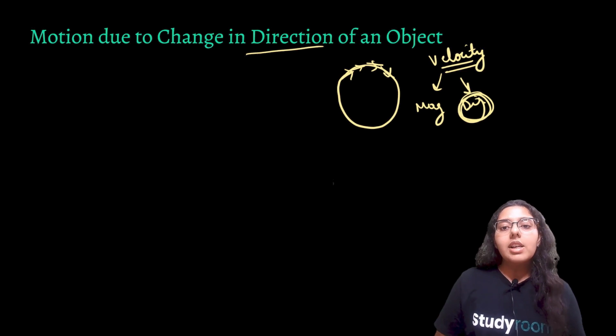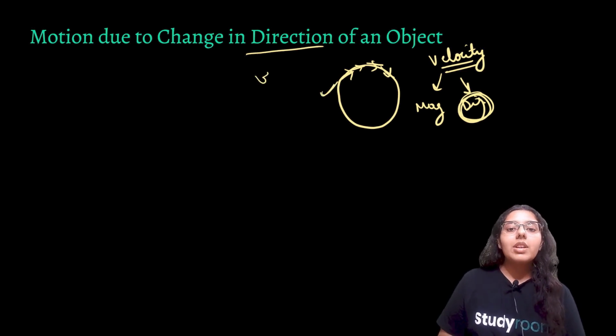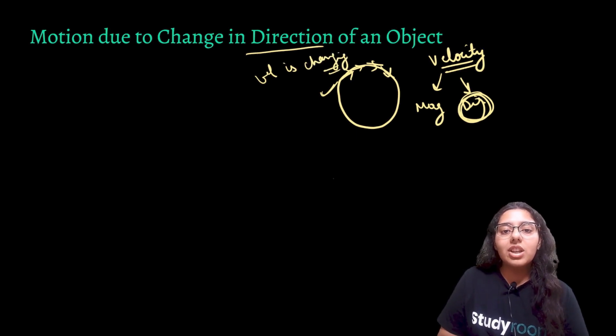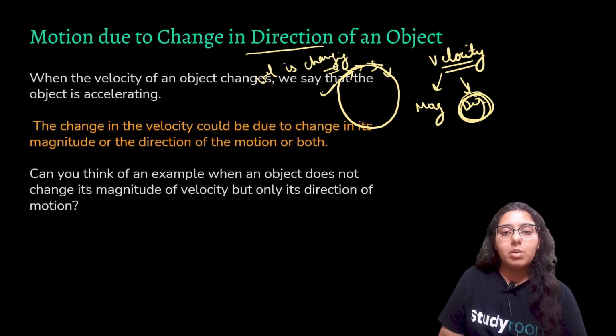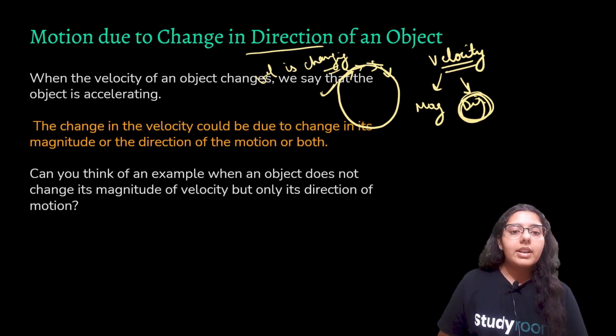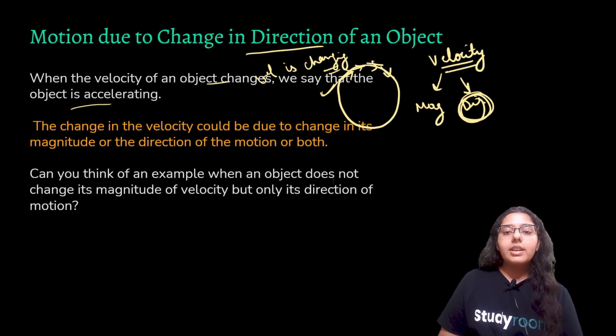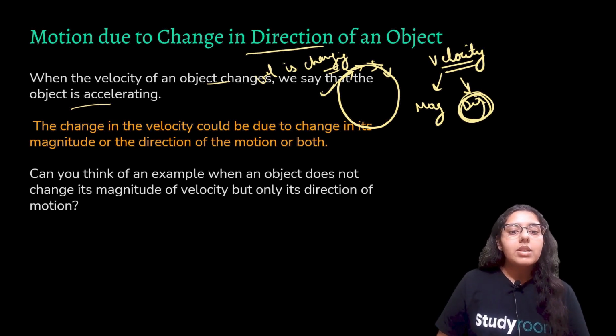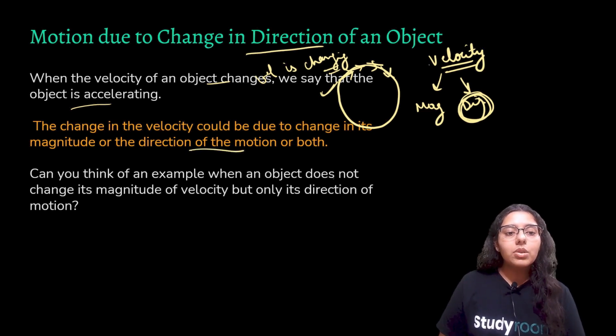So this is your accelerated motion, right? The change in velocity could be due to the change in its magnitude or its direction. Velocity is a vector quantity with two components, magnitude and direction. If only magnitude changes, velocity changes. If only direction changes, velocity also changes. This means that since our direction is changing every moment, it is an accelerated motion.